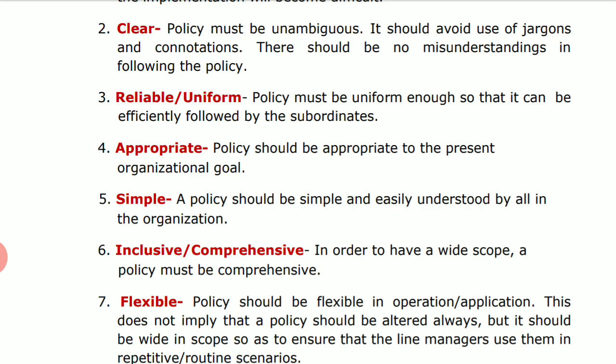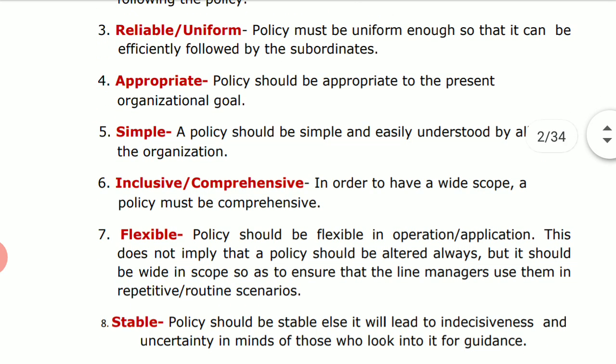Next comes up the third one, it should be reliable and uniform. That means policy should be reliable throughout the organization. For each and every member, the policy remains uniform, and policy should be simple and straight, right? You cannot change it from person to person, so it has to be uniform enough so that it can be efficiently followed by all the subordinates from top to bottom.